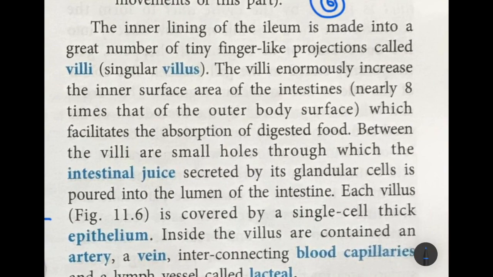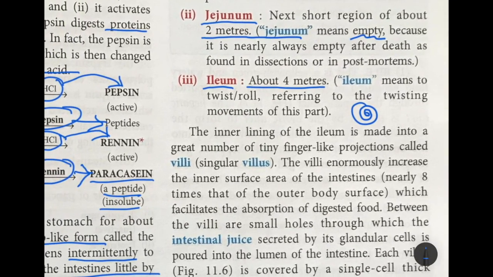The inner lining of the ileum is made up of a great number of tiny finger-like projections. Okay, so these finger-like projections go up and down. And remember, anything which forms a projection like this is actually to increase the surface area. These tiny finger-like projections are known as villi. One is a villus. Now the villi, as I already told you, increase the surface area of the intestines to nearly 8 times that of the outer surface.